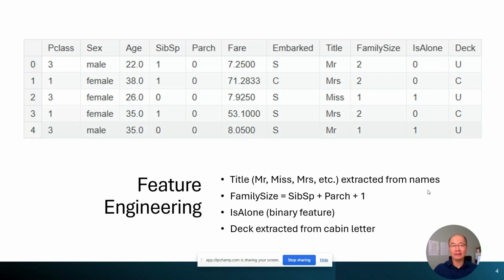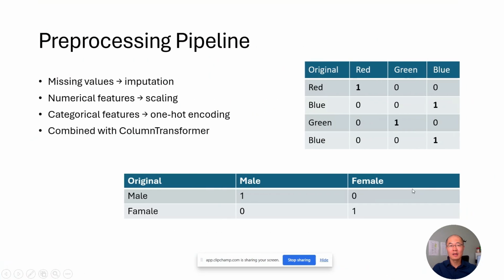I'm using Python scikit-learn for modeling and matplotlib for the figures. Data preprocessing includes handling missing values, scaling numbers, and one-hot encoding categorical variables. Those are all wrapped in a scikit-learn pipeline. One-hot encoding is a way to turn categorical data like colors, red, blue, green, into a numerical format that machine learning models can understand. In this dataset, the columns sex, title, and deck have to be encoded by one-hot encoding.